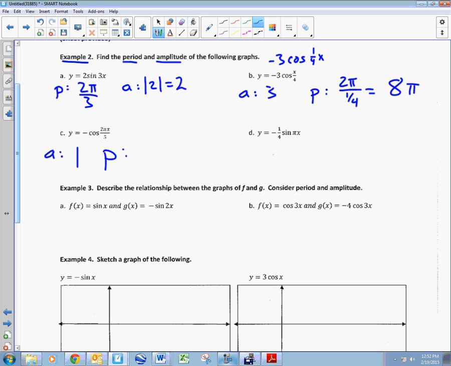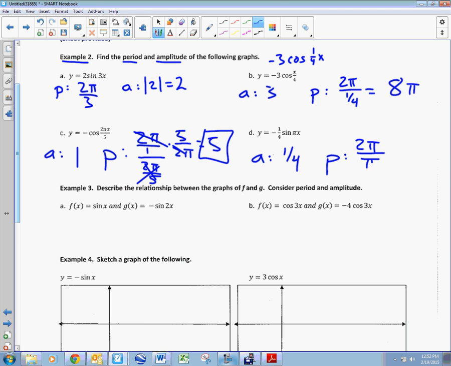The period, we take 2 pi and divide it by... Yeah, so I'm going to write 2 pi over 1 divided by 2 pi over 5. Well, there's a pi there, right? Look on your sheet, it's probably easier. Yep, so multiply by 5 over 2 pi, and we get 5. So period is 5. D, what's the amplitude? 1/4. And the period would be 2 pi over pi, which is... Dos.